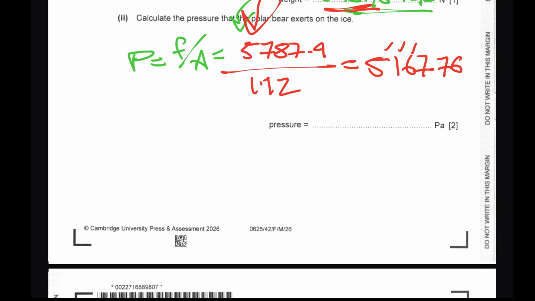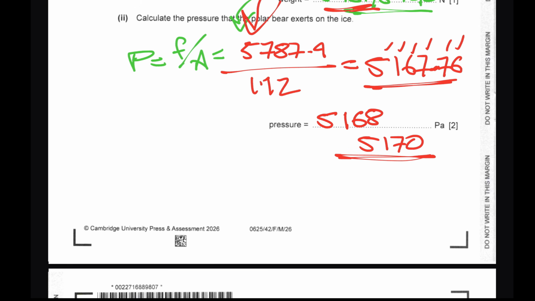5167.76. Again, 1, 2, 3, 4, 5, 6 sig figs. We're not going to write it to this. We're going to write it to 3 or 4 sig figs. So our answer is going to be 5168 or 5170. That's our answer. All right, let's move on.